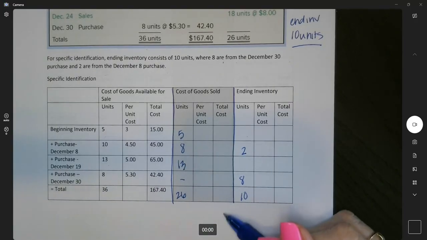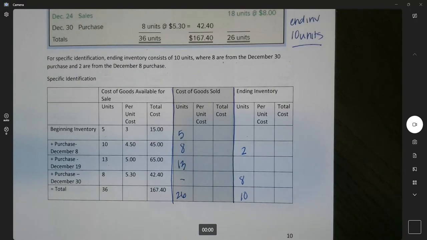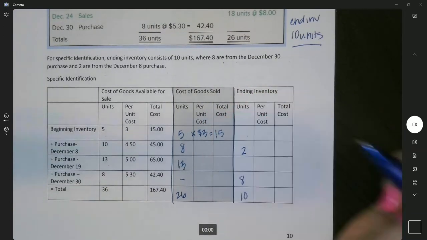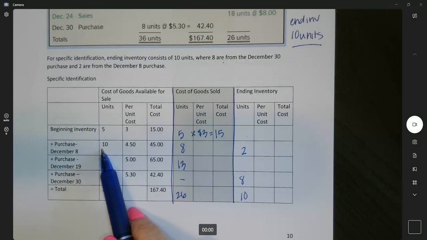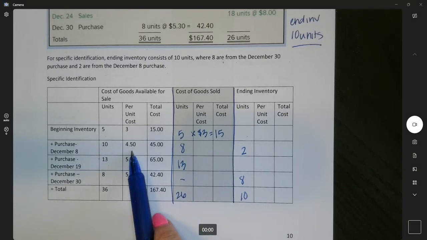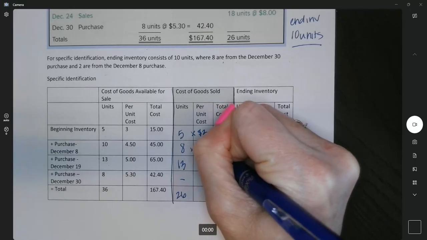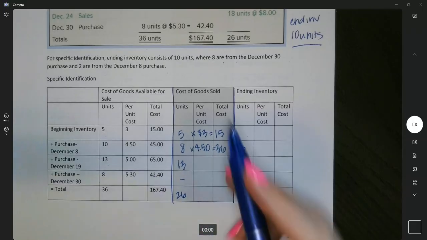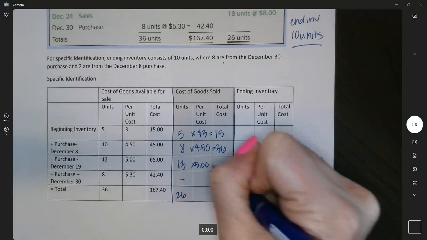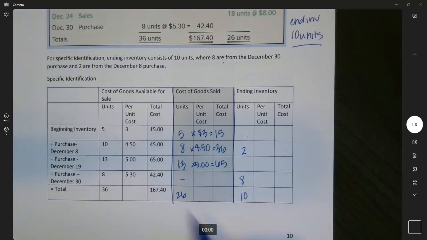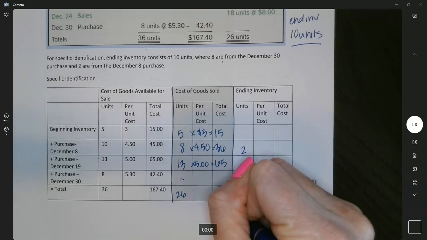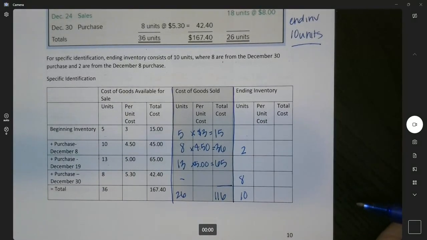Now we're going to calculate the cost of goods sold and the ending inventory based on this information. So for cost of goods sold, I had 5 units in beginning inventory, and their cost per unit was $3. So it's going to come out to $15. Next up, we had 8 units for cost of goods sold at $4.50 a piece. That's going to come out to $36. And then I have 13 at $5 a piece. And that's going to be $65. None here. So we're just going to add down this column to get our total cost, which is going to come out to $116.